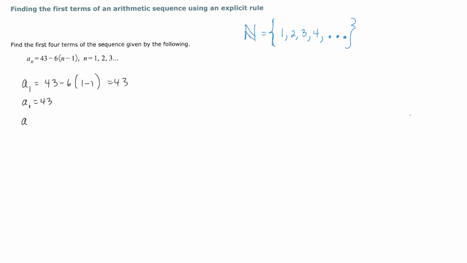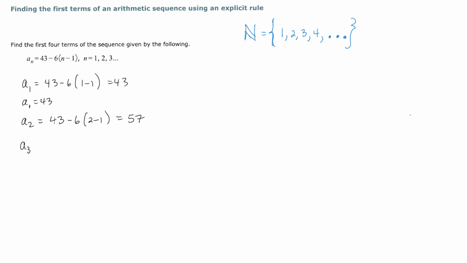Let's find a sub 2. A sub 2 is equal to 43 minus 6 times 2 minus 1, and 2 minus 1, of course, is 1. So do the order of operations. Do inside the parentheses first, and you'll notice you'll get 57. Therefore, a sub 2 is 57. I'm actually going to summarize it at the end. That will make things easier.